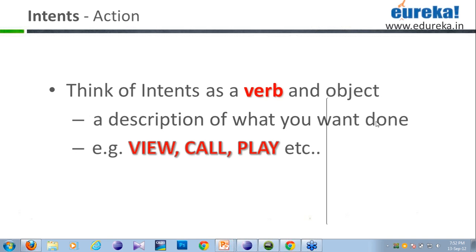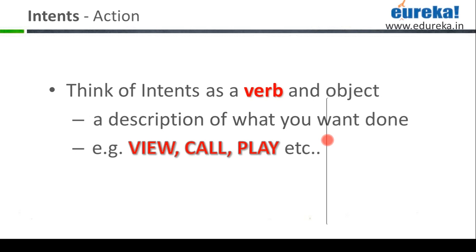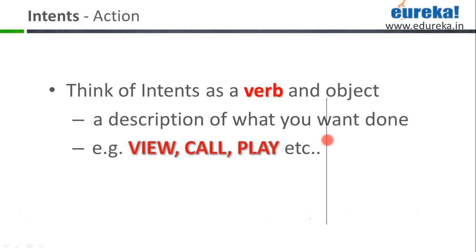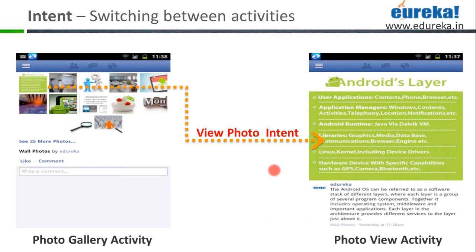So let me quickly tell you about what intents are here. One can think of intents as a verb and an object. What exactly an intent does is it contains a description of what you want to do. An example could be view something, call something, play something.